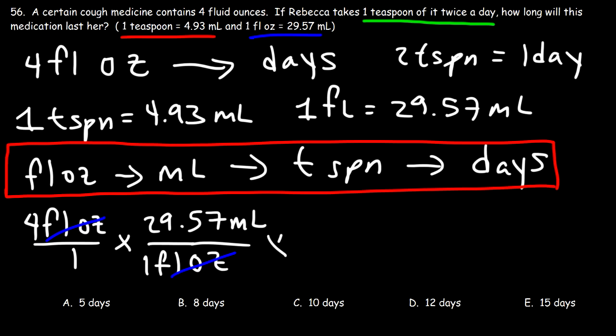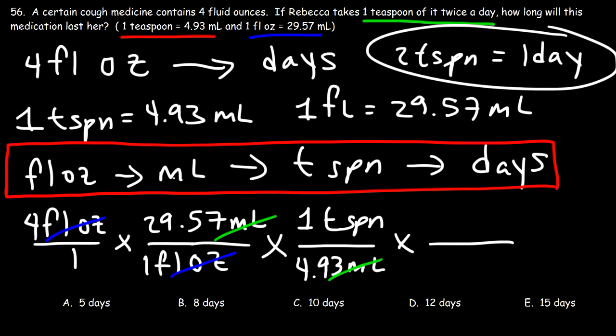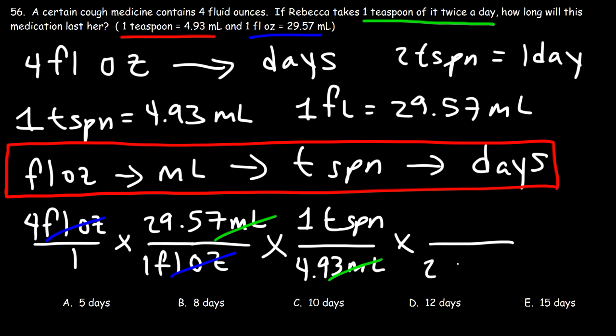So now we need to convert milliliters to teaspoons. So we're going to use this conversion factor. So we got to put milliliters on the bottom. That's 4.93. And then we're going to put 1 teaspoon on top. So now the unit milliliters will cancel. Now finally, let's convert teaspoon to days using this conversion factor. So we have 2 teaspoons, which correlates to 1 day.